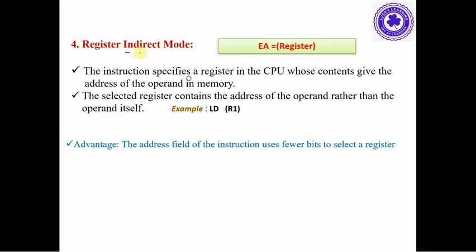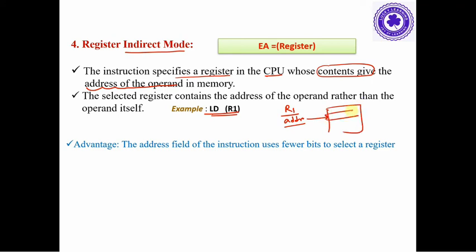Register indirect mode. The instruction specifies a register in the CPU, and the contents of that CPU register give the address of the operand in the memory. Let us take an example: load R1. Now what does R1 contain? R1 contains some address. When you go to that address location in the memory, you can have the operand. That operand will be loaded into the accumulator.